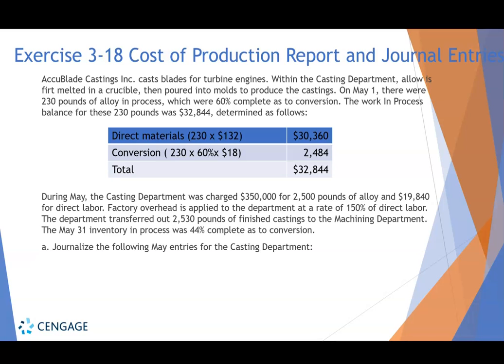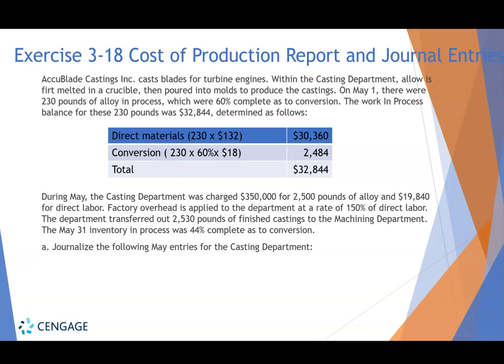Here, AccuBlade cast blades for turbine engines. Within the casting department, it's melted into a crucible and then poured into molds to produce the castings. On May 1st, there were 230 pounds of alloy in process, which were 60% complete as to the conversion. The work in process balance for these 230 pounds was $32,844. And it shows how we figured it out, the direct materials and then the conversion.